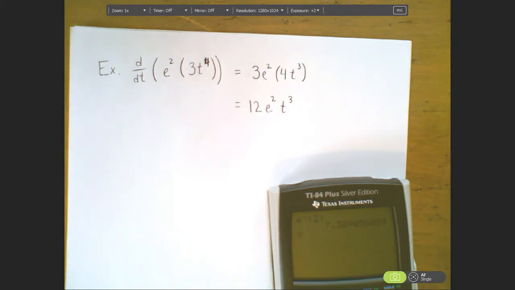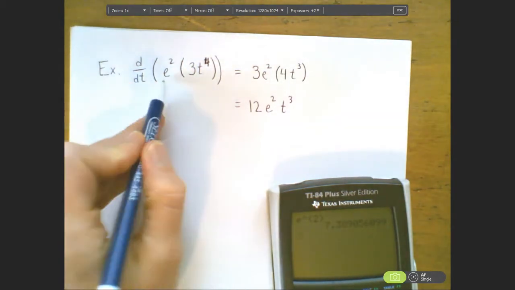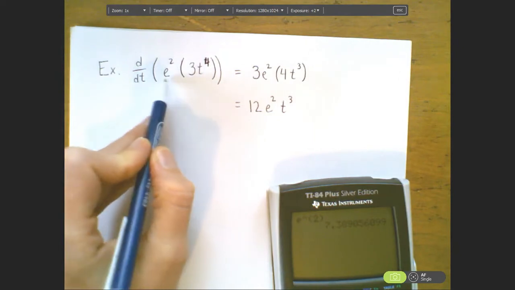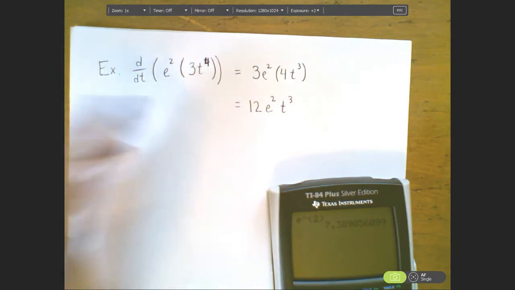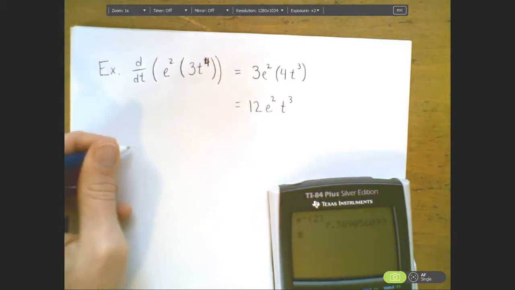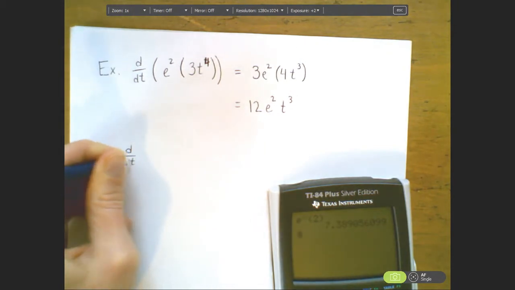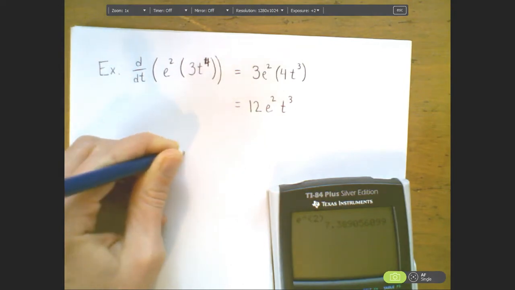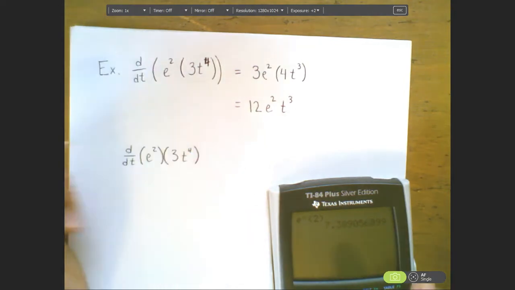However, let's say I didn't notice that, and I wasn't paying attention, and I decided to do product rule anyway. What happens if I decide to do product rule on two things where one of them is not actually a function of t, it's just a constant? Let's see what happens when we do that. So I'm going to rewrite this, e squared times 3t to the fourth. Let's recall our product rule.